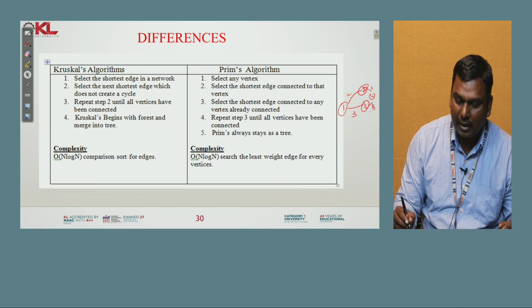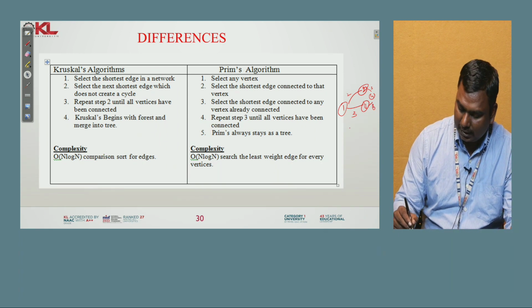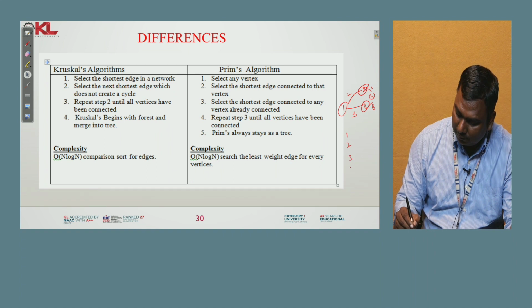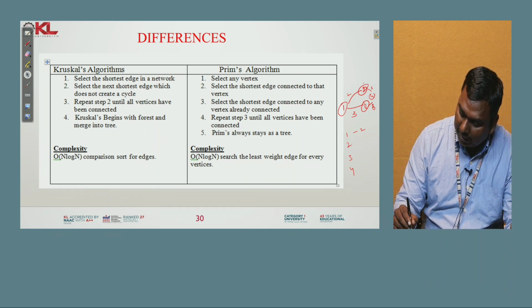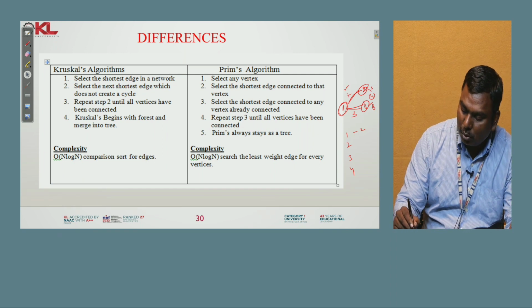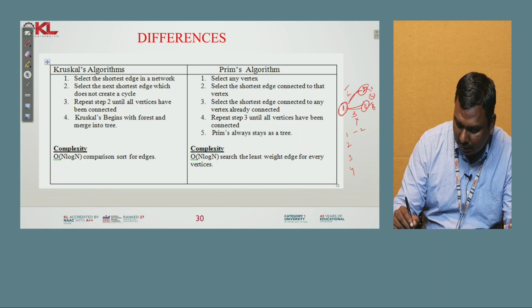So we are finding vertex to vertex connections. Here 1, 2, 3, 4 are the vertices. 1 to 2, the weight value is 2. Which is the smallest weight value here? When we start with the first vertex, there are two possible edges. Comparing 2 and 3, the smallest weight value is 2, so we select 2.